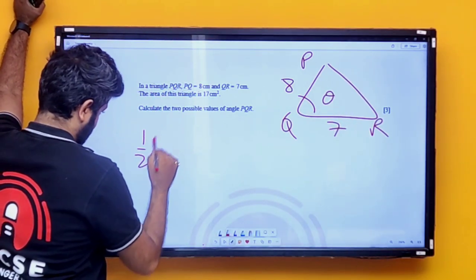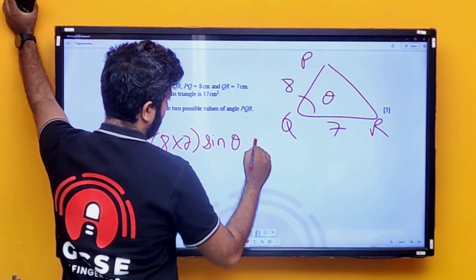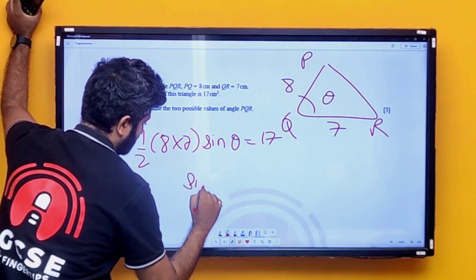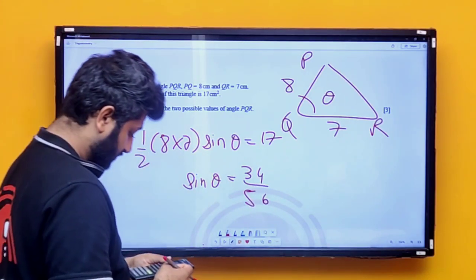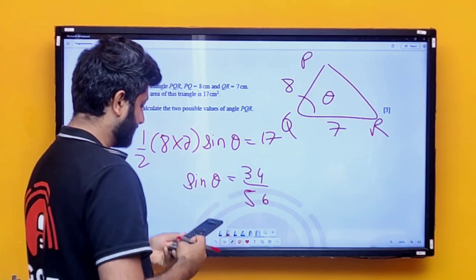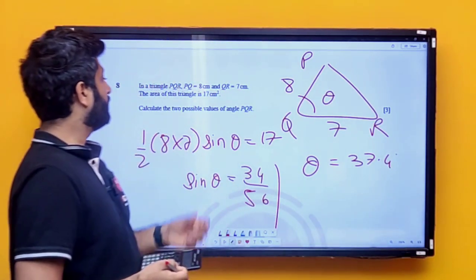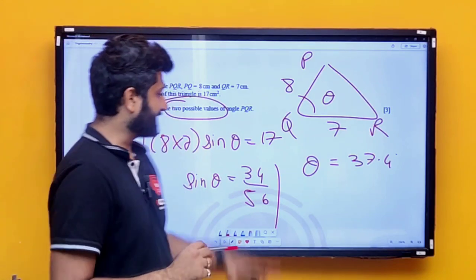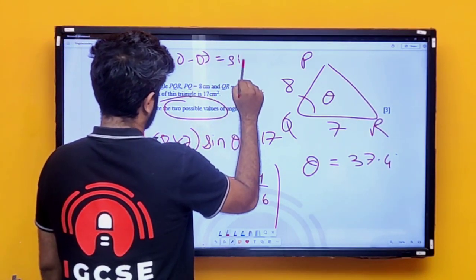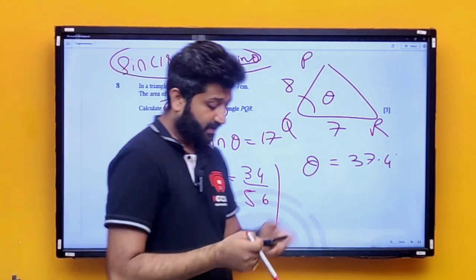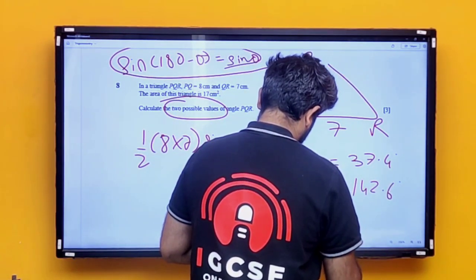Now we have been given area, so we can use half ab sine C equals 17. So from here I can say sine theta is 34 by 56. So now my theta is sine inverse of 34 by 56, that is 37.4 degrees. Now we have been able to find two possible values. Now guys, this is sine theta. So we know sine of 180 minus theta is sine theta. So 180 minus this. So the next answer is 142.6.